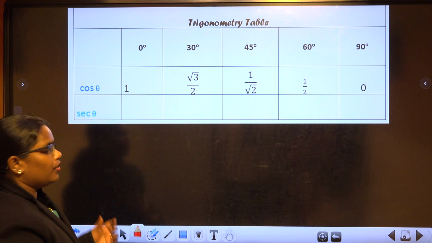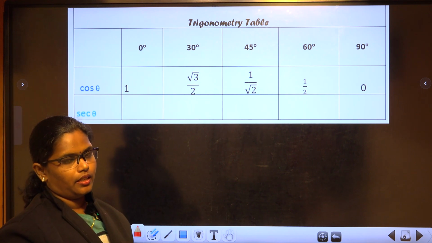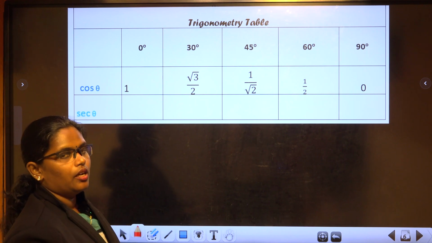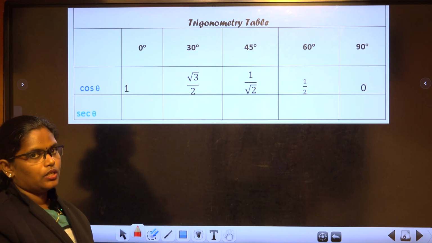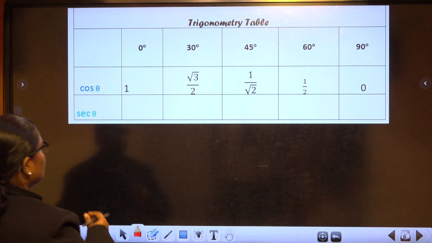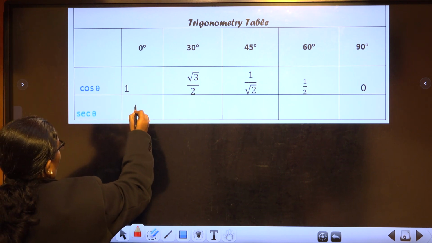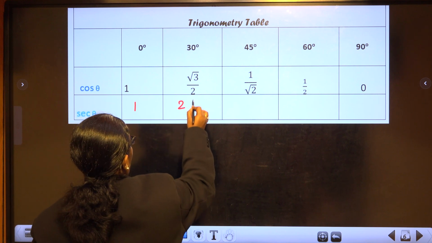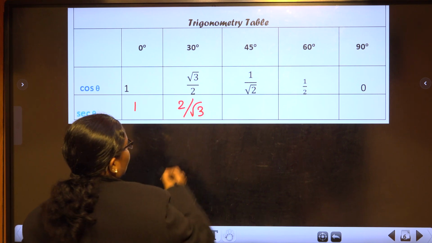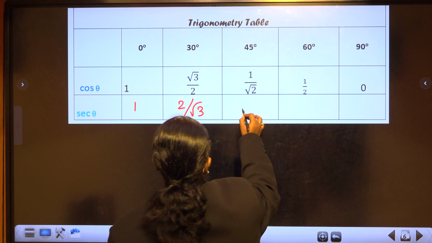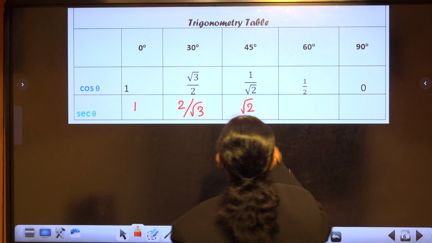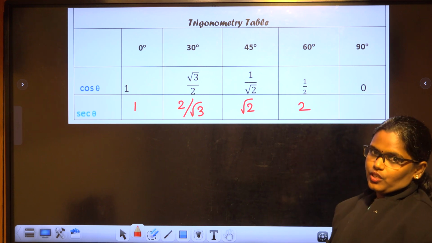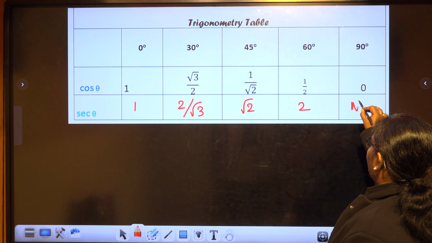Next, we are going to derive the value of secant theta. Just like how we did for sin theta and cosecant theta, we are going to apply the same process of inverse. So, inverse of 1 is 1. Inverse of root 3 by 2 is 2 by root 3. And inverse of 1 by root 2 is just root 2. And inverse of 1 by 2 is 2, and inverse of 0 is not defined.